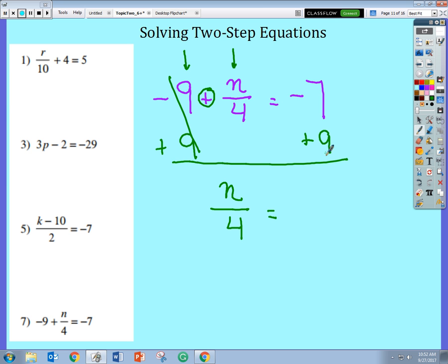Signs are opposite, and I'm adding integers. So instead of adding, I'm going to subtract. 9 minus 7 is 2. 9 had the larger absolute value. It was a positive number, so my answer will stay positive.